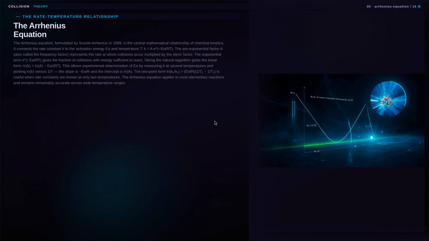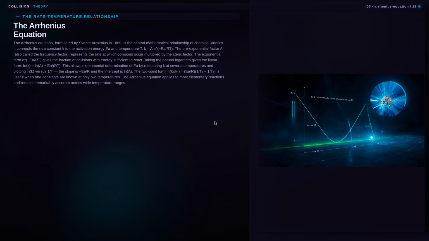The Arrhenius equation, formulated by Svante Arrhenius in 1889, is the central mathematical relationship of chemical kinetics. It connects the rate constant k to the activation energy Ea and temperature T as k equals A times e to the negative Ea over RT. The pre-exponential factor A represents the rate at which collisions occur multiplied by the steric factor. The exponential term gives the fraction of collisions with sufficient energy.